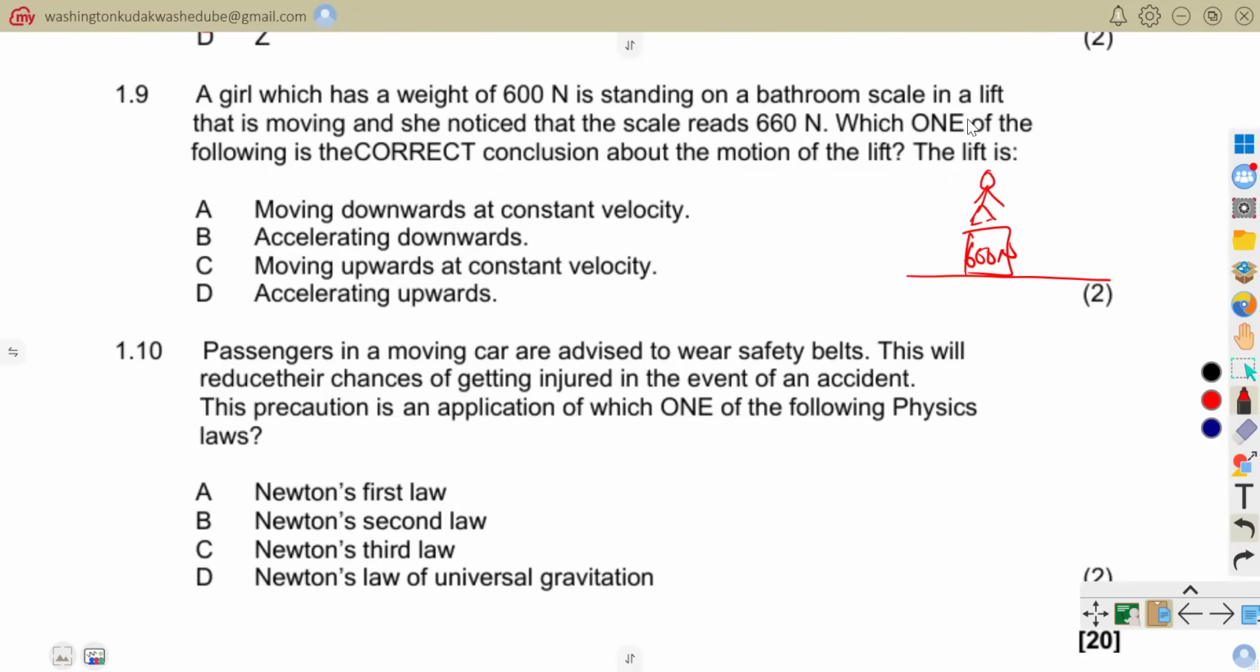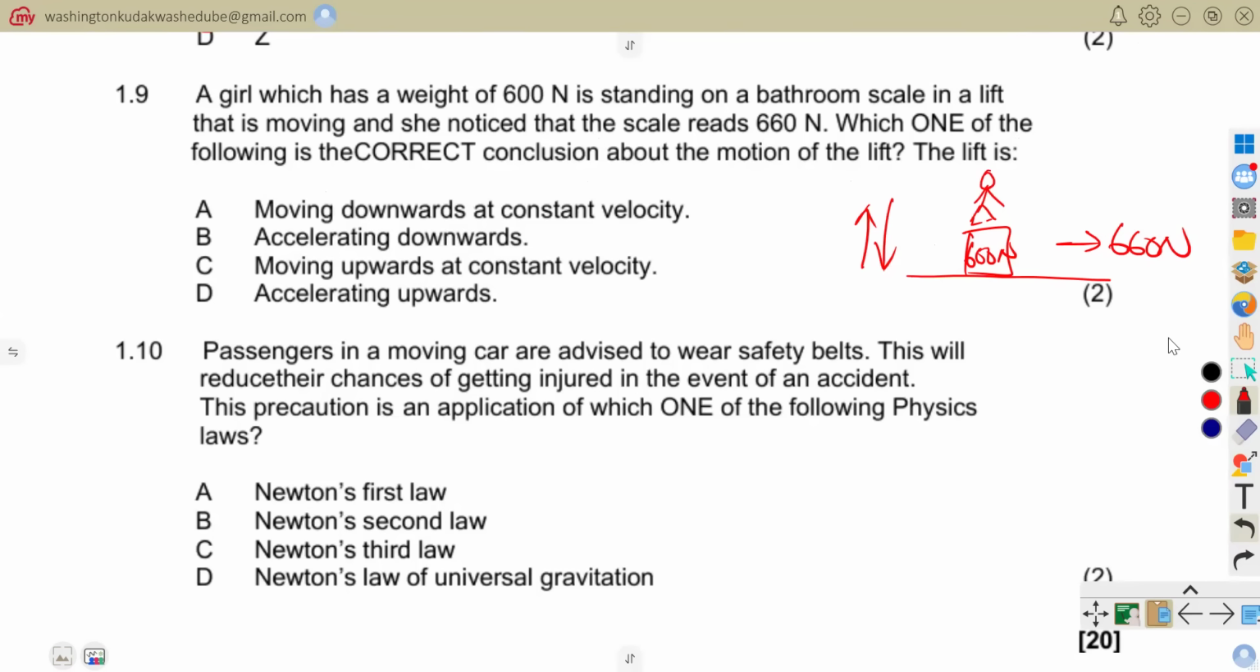Now they're saying that she is in a lift that is moving. She noticed that the scale now reads 660 newtons. What is happening here? Which one of the following is the correct conclusion about the motion of the lift? Is the lift accelerating upwards? Is it accelerating downwards? Or is it moving at a constant velocity?